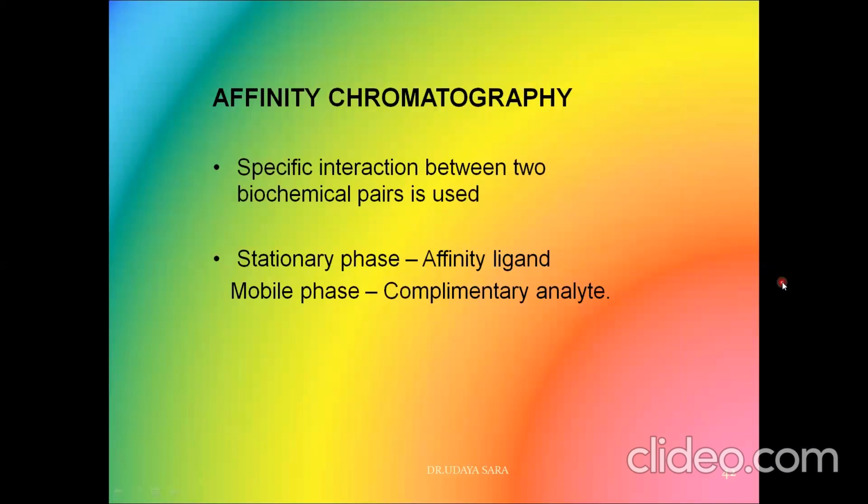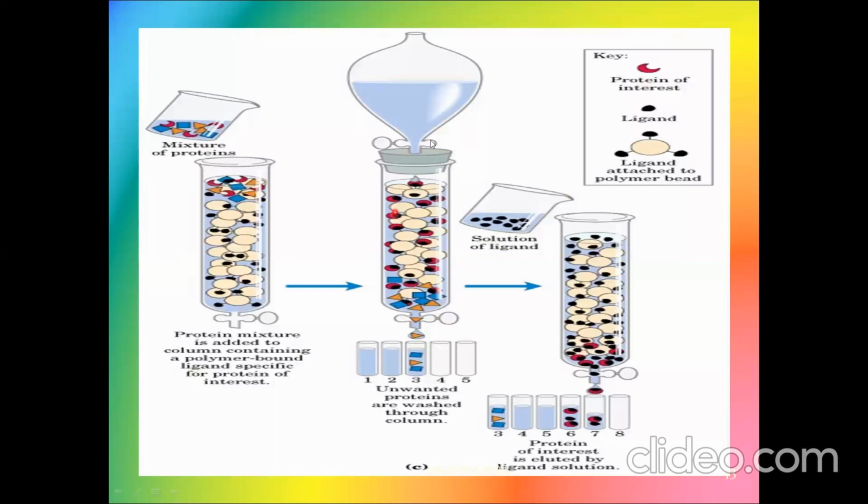The last type is affinity chromatography. It is based on the principle of interaction between biochemical pairs. Here the stationary phase is an affinity ligand, while the mobile phase is a complementary analyte. This is a picture showing affinity chromatography, in which the polymer is coated with the ligand and the molecular mixture is poured over the top of the column, and the complementary analyte will bind to the ligand polymer and is eluted last.